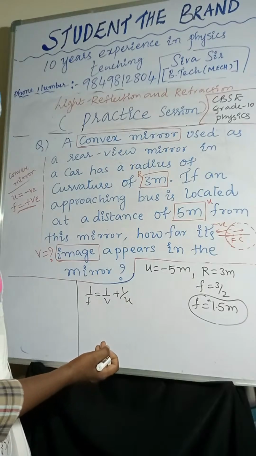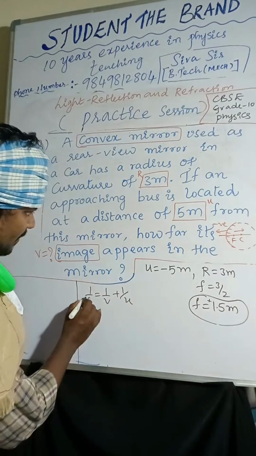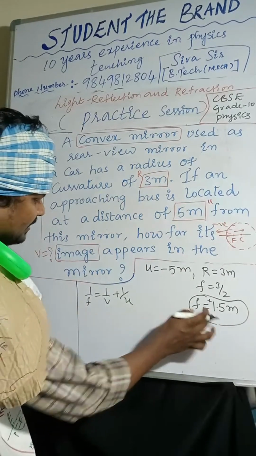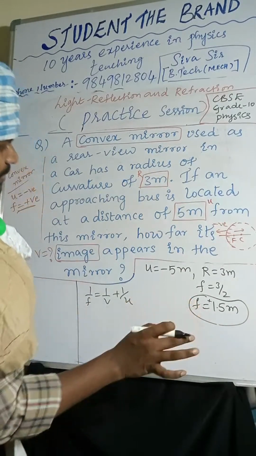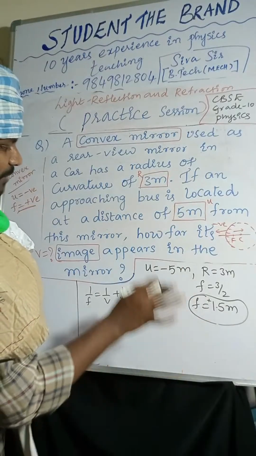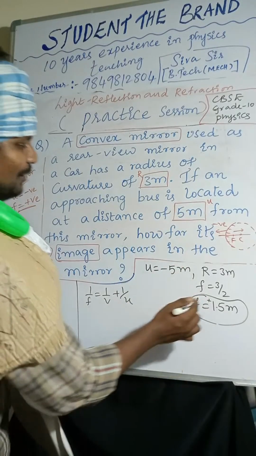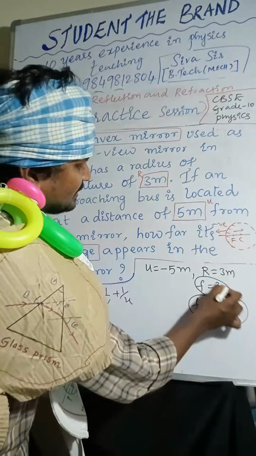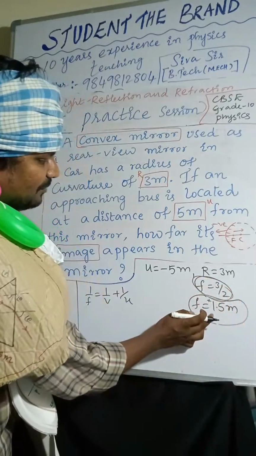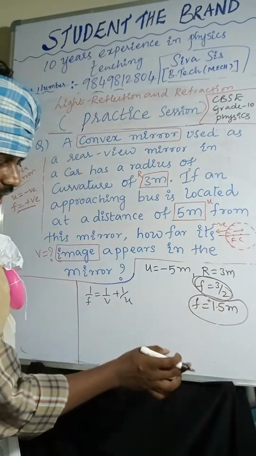Image distance we have to find out. So 1 by F is nothing but, so you can take this value. So I will tell one small logic. You keep it 3 by 2 as it is like this, instead of substituting 1.5, I will tell.